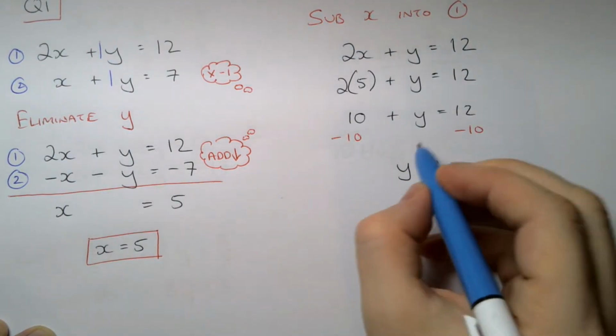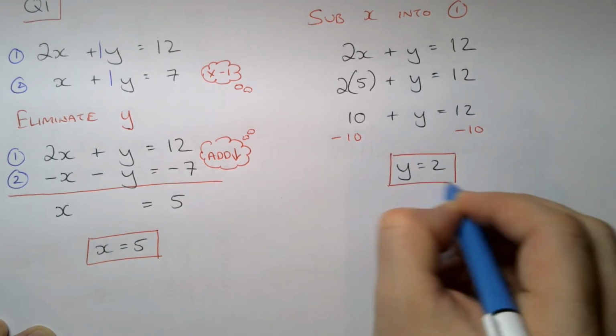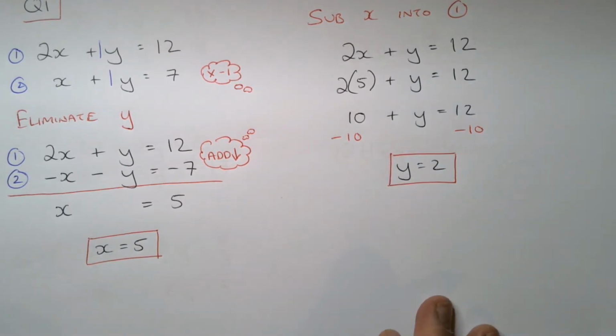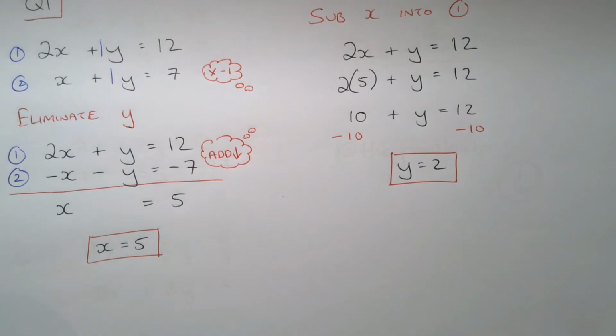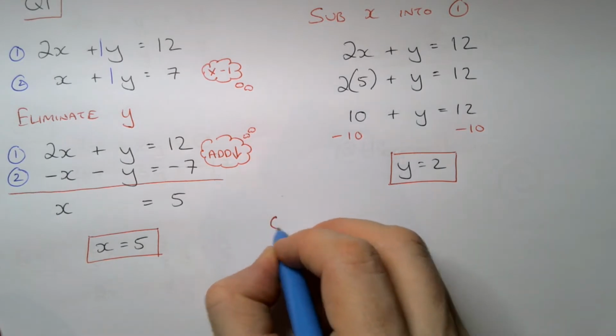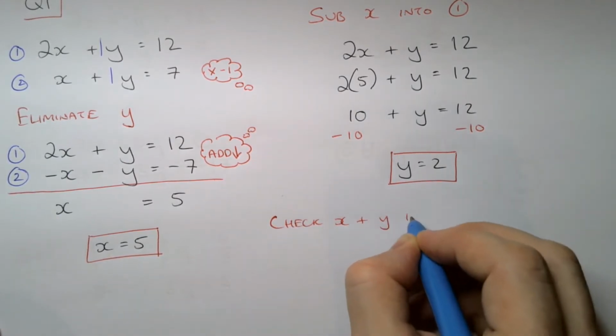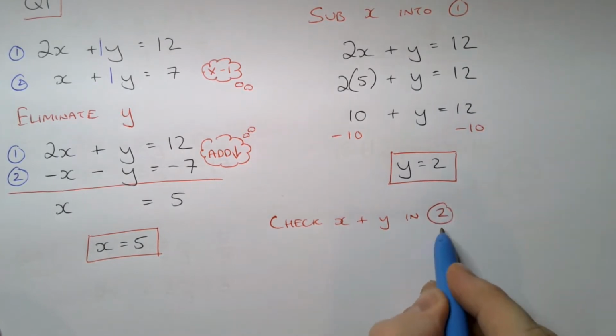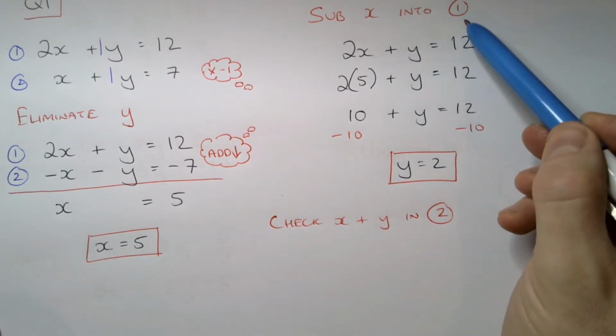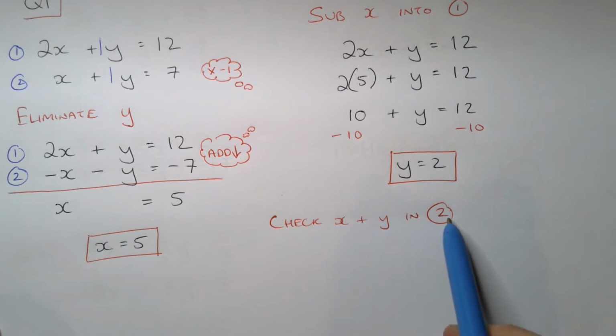And if you're that type of student that's like, I'm done now, I'm tired, you can walk away and there's a good chance you might be right. But I'm kind of a bit more cautious. I'm not sure if I'm right, so I'm going to do a check. And whenever we do a check, we're going to check x and y in the other equation. So if I subbed x into 1, then I'm going to check them both in 2.